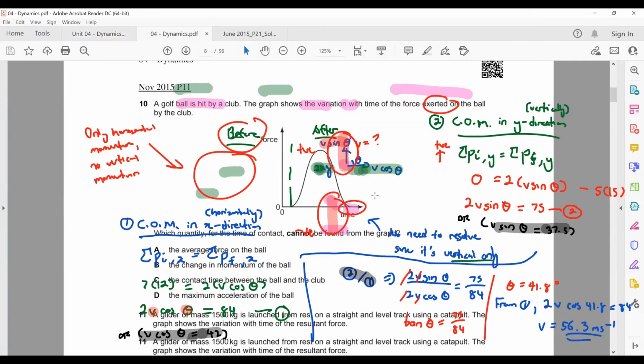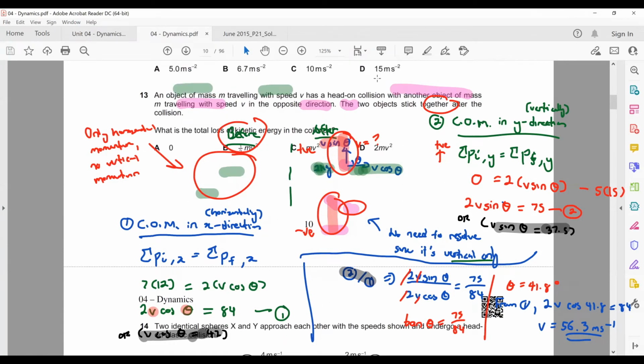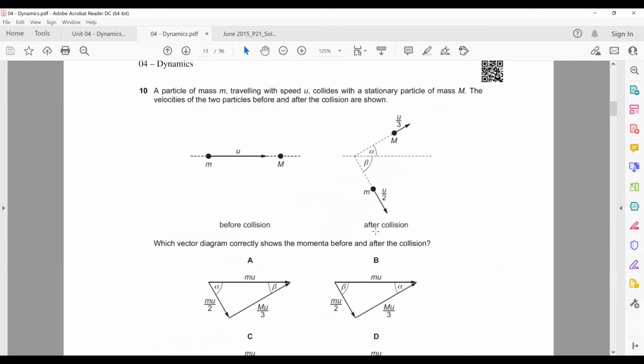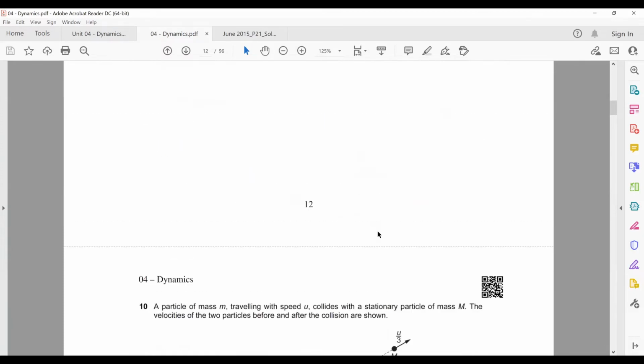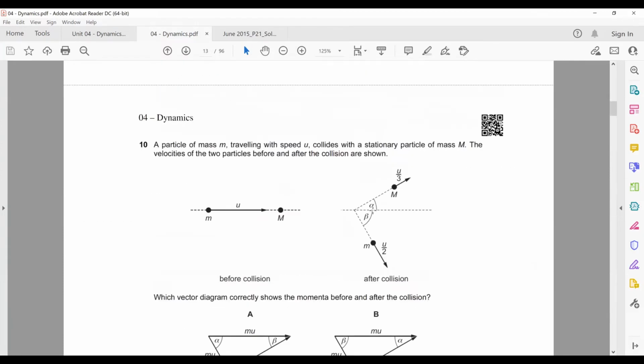Then let's just look at some 2D momentum questions with the time that we have left. Concept-wise, we've already gone through all your dynamics chapter. What we are left now is just to do more examples.